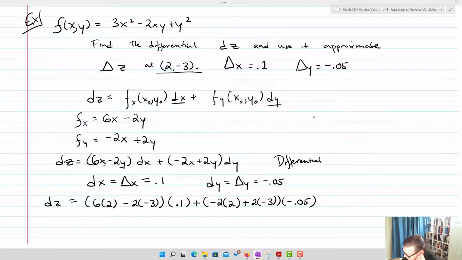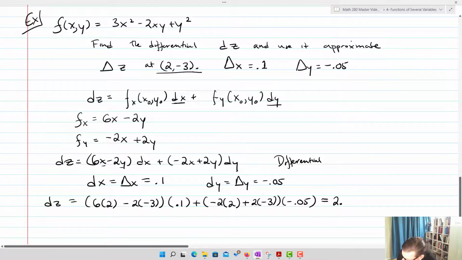And there we are. And then all we've got to do is just plug it into our calculator. So let's do that. And when I do all my math, what do I end up with? I end up with 2.3. So my dz, my approximation, is 2.3.